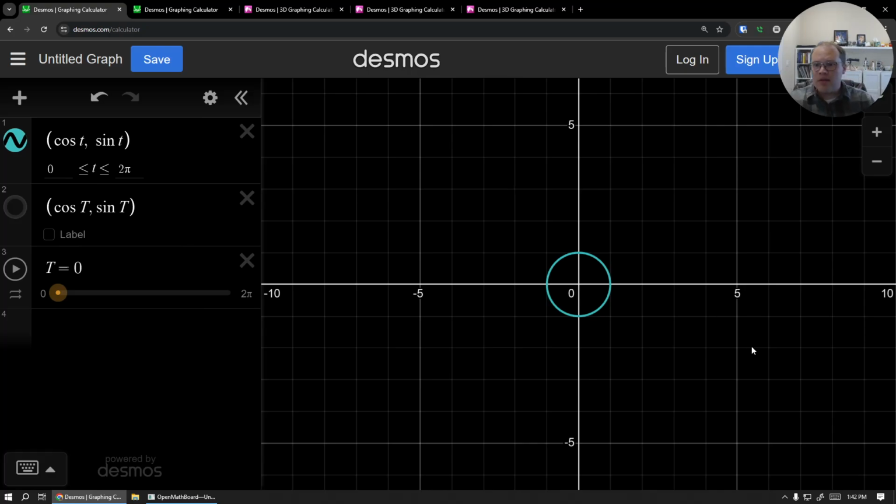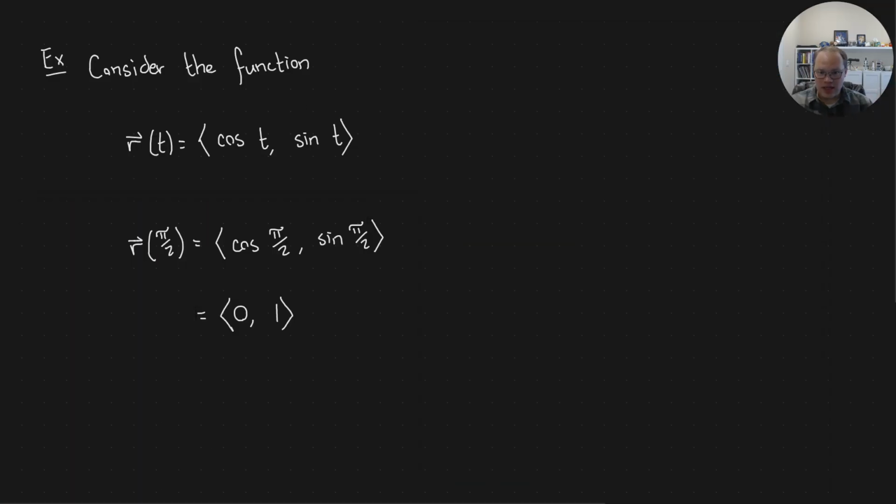In this particular example, here we have the vector valued function cosine t comma sine of t displayed, and we get a circle. Now, if you think about it, that shouldn't be surprising. Cosine of t is the x value of the unit circle for a given angle, right? For angle t. Sine of t is the y value of the unit circle at angle t. That's just the definition of sine and cosine.